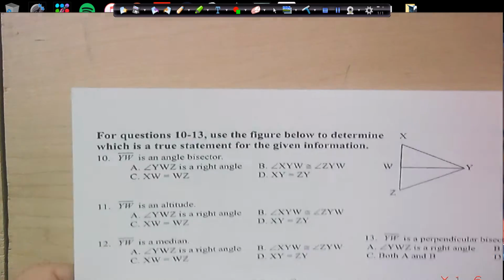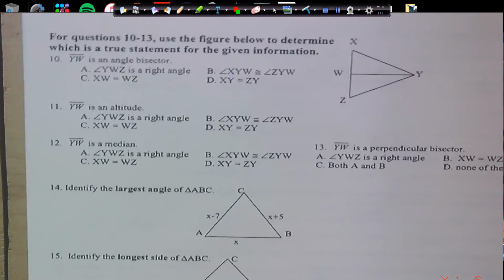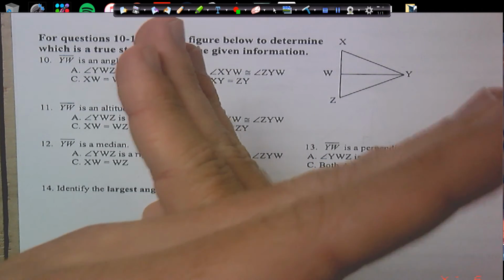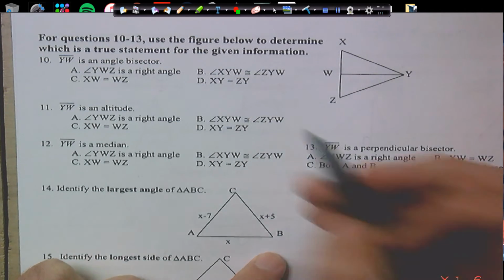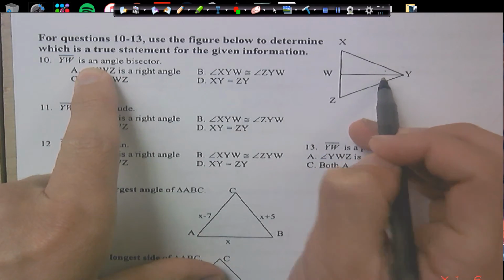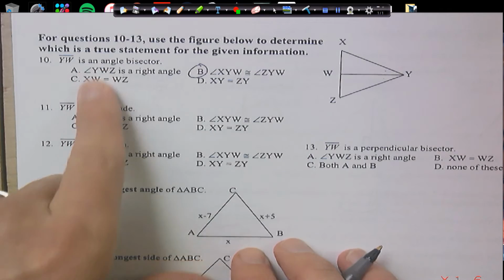Moving on, third page. This is a long video. All right, here we go. Look at these statements. These statements are fun. YW is an angle bisector. What do angle bisectors do? They cut angles in half. So right up here, YW, that means this angle and this angle are congruent, so we go with B.